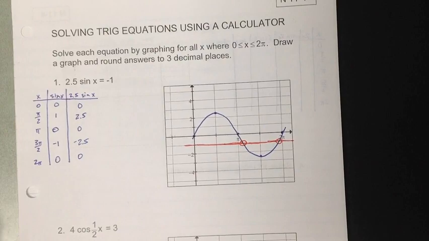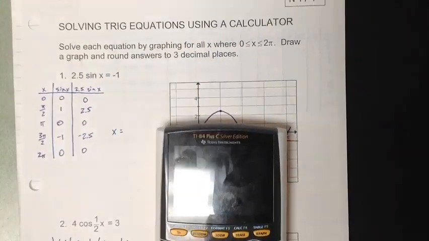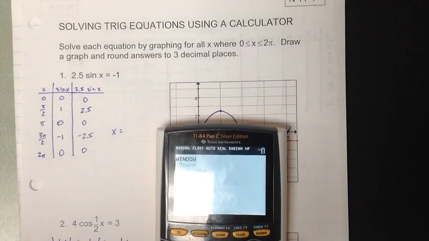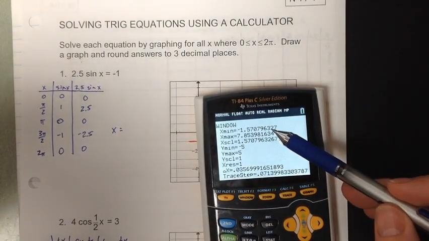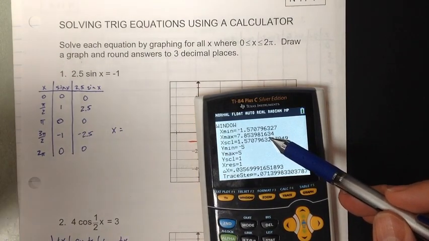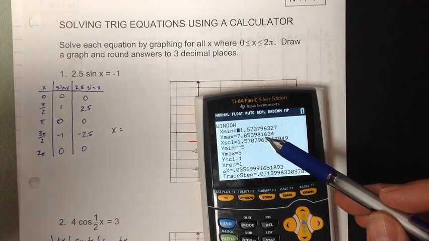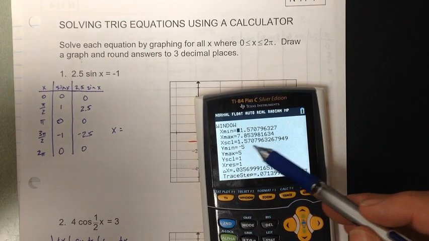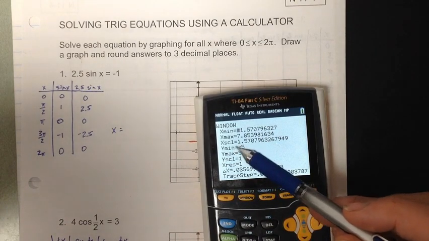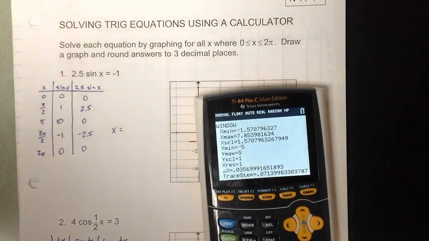So we're going to find the answers to this actually on the calculator. Let me just show you what I've done. I set up the window. I went negative pi halves for my x minimum, 2.5 pi for my max, and I'm putting a little mark for every pi halves. And then my y min is from -5 to 5, just like the graph we're looking at. And the y scale is 1.